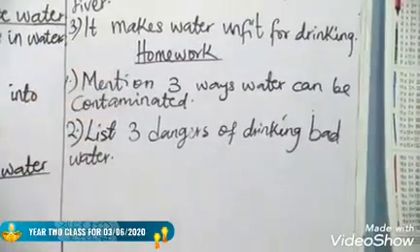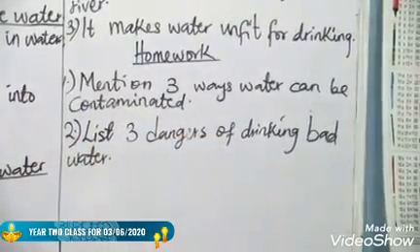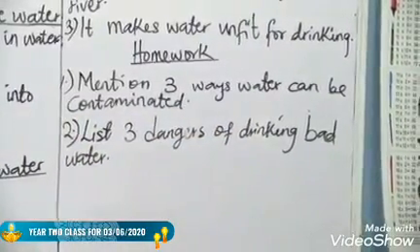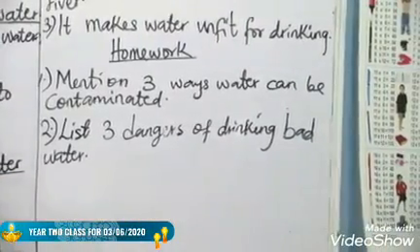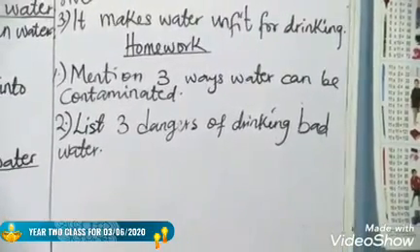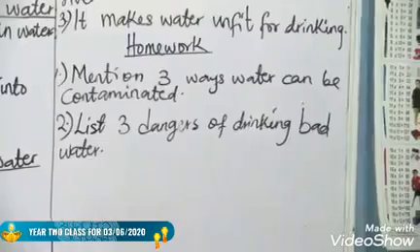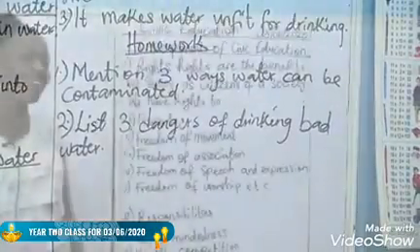Then we have an assignment here. Mention 3 ways water can be contaminated. Then you list 3 dangers of drinking bad water. Thank you. Make sure you read your notes very well. Read both the old one about the water and this new one. Thank you.